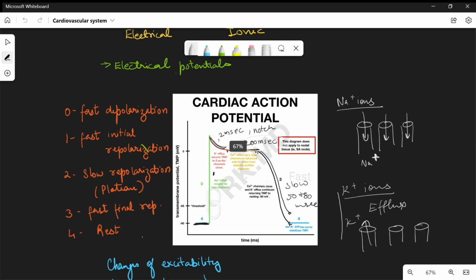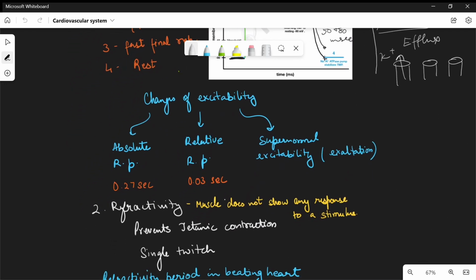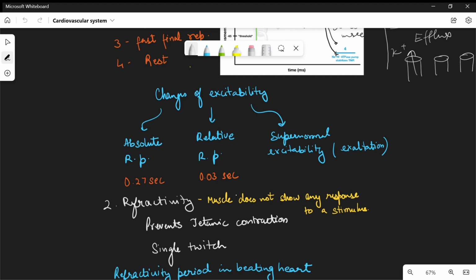Moving to the next, that is changes of excitability, which is divided into three categories: absolute refractory period, relative refractory period, supernormal excitability or exaltation. Absolute refractory period is about 0.27 second. Relative refractory period is about 0.03 second. Just to remember the time, that's it.